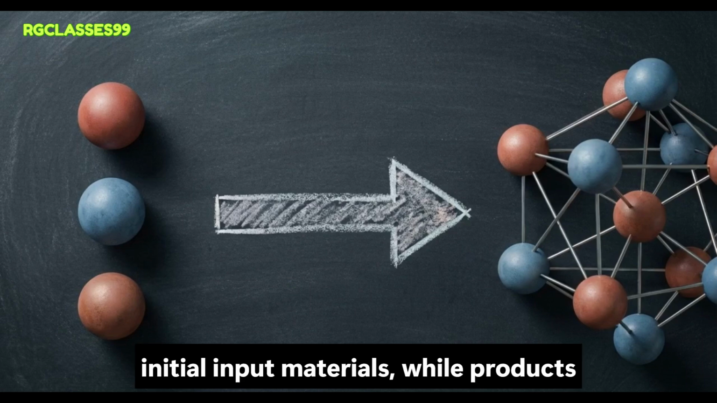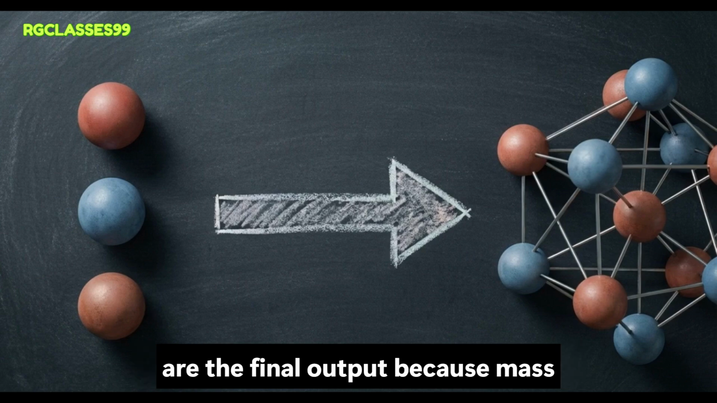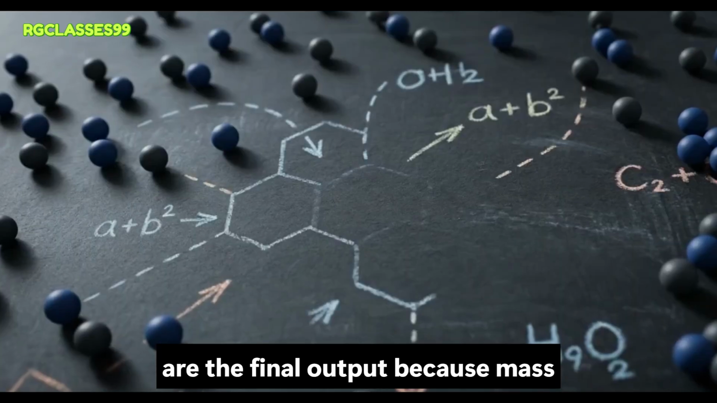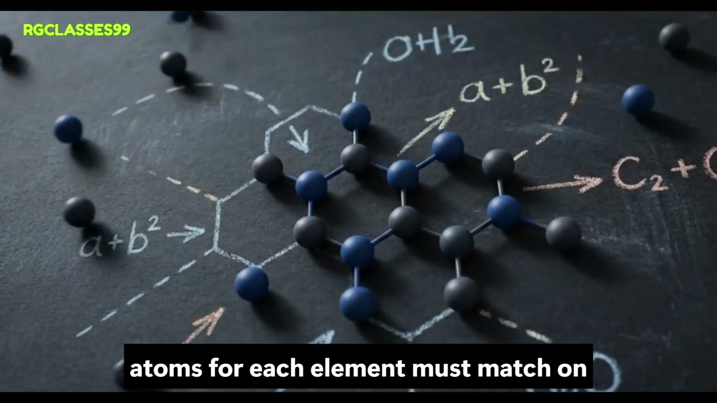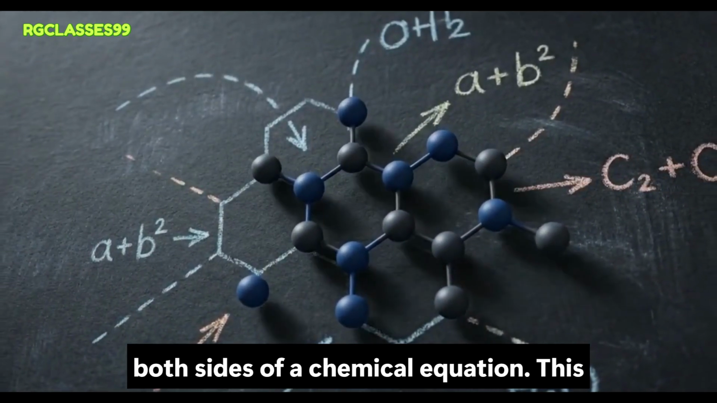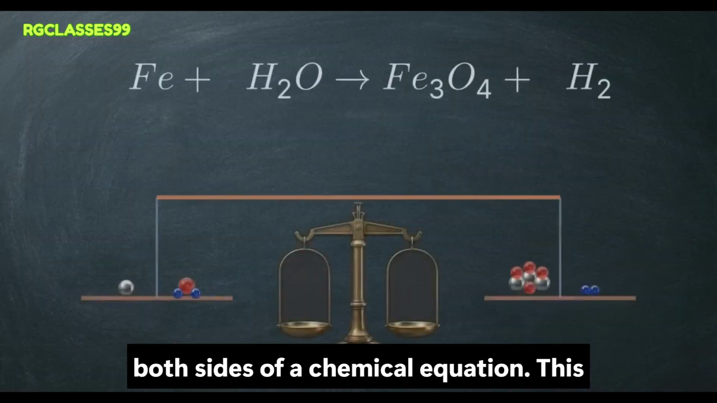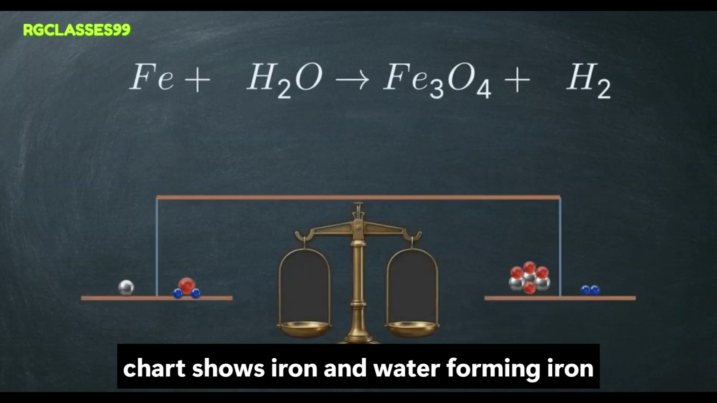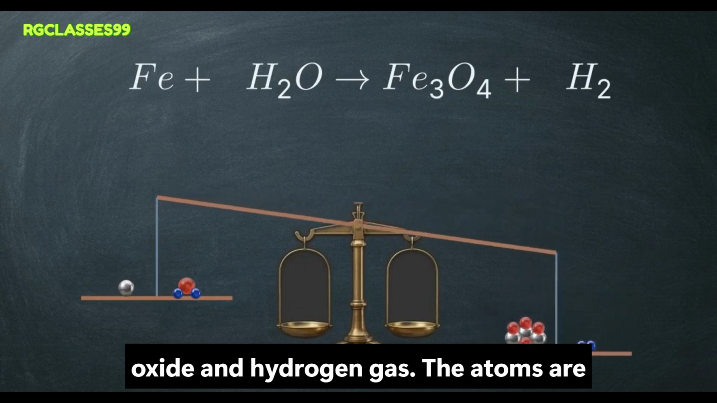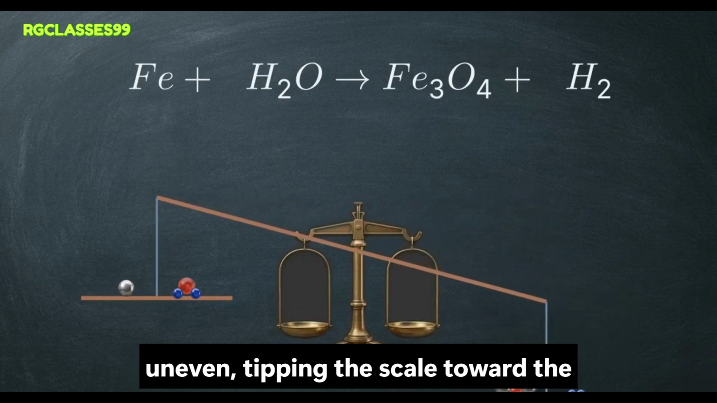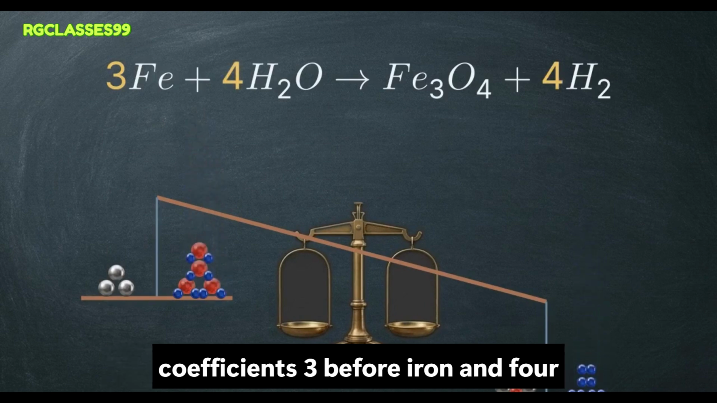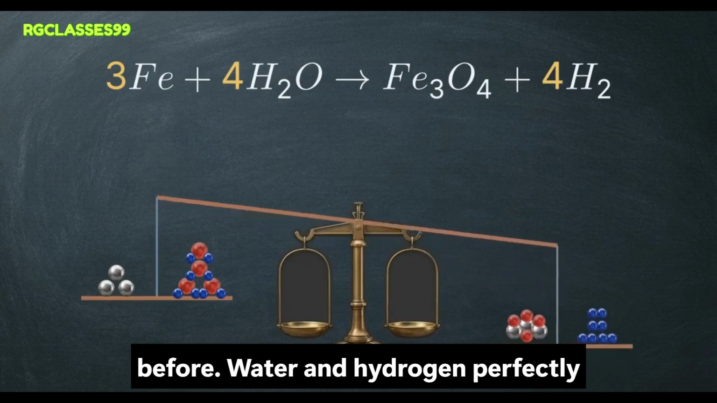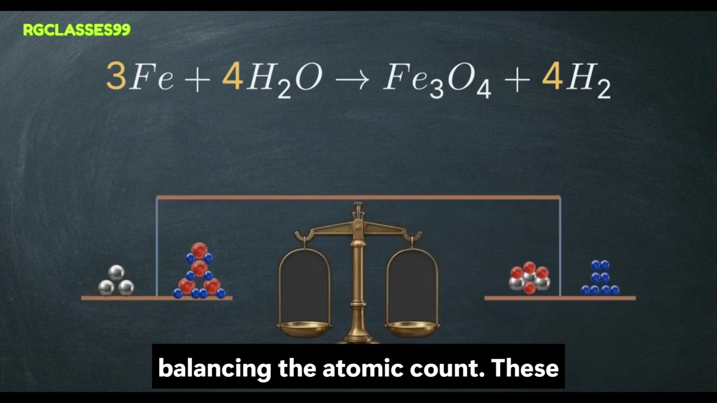Reactants are the initial input materials, while products are the final output. Because mass is conserved, the exact number of atoms for each element must match on both sides of a chemical equation. This chart shows iron and water forming iron oxide and hydrogen gas. The atoms are uneven, tipping the scale toward the products. We reach equilibrium by adding coefficients, 3 before iron and 4 before water and hydrogen, perfectly balancing the atomic count.